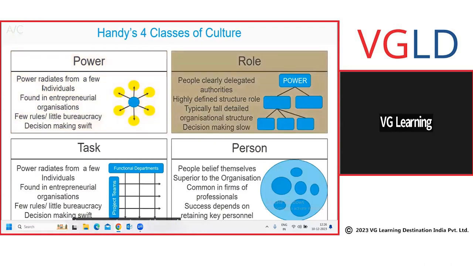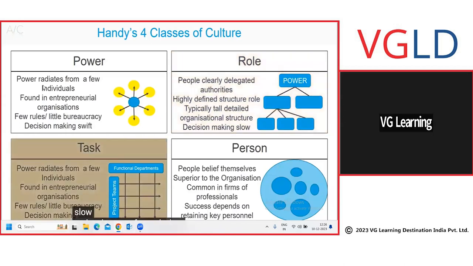In an organization with role culture, people have clearly delegated authorities within a highly defined structure. Role-based cultures are common in bureaucratic organizations, for example, the government. People are highly controlled and follow predetermined procedures without questioning their purpose. Everyone knows their roles and responsibilities. Role cultures typically have a tall, detailed organizational structure. As a consequence, decision-making may be slow.